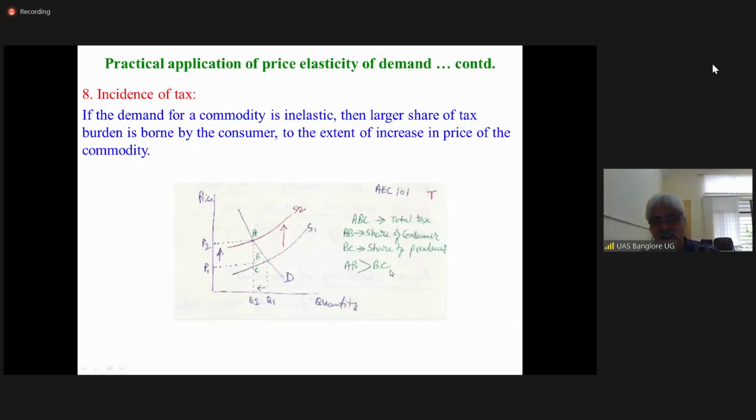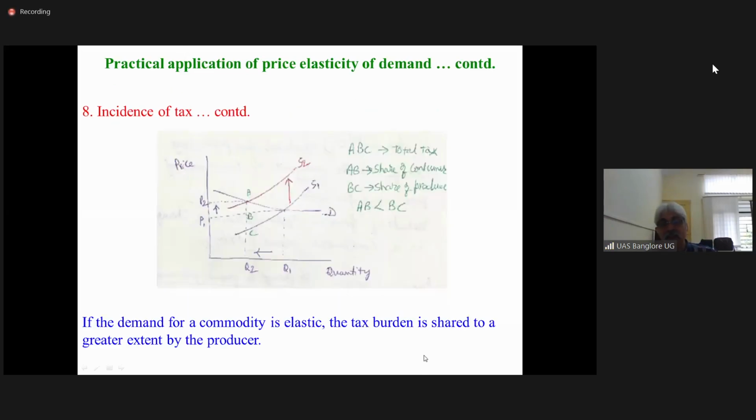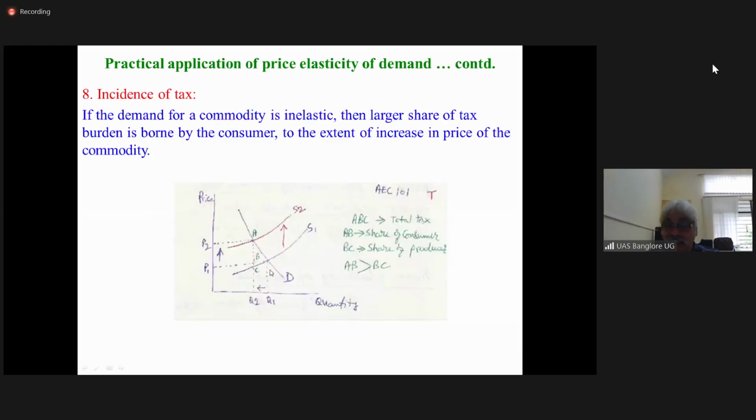Okay, so this is what it says, if the demand for the commodity is inelastic. On the other hand, if the demand for the commodity is elastic, then also the supply decreases, the price goes up. But what happens is, I'll go back to the previous one, here the demand curve is inelastic. Since the demand curve is inelastic, the proportion of the tax burden of the consumer is more.